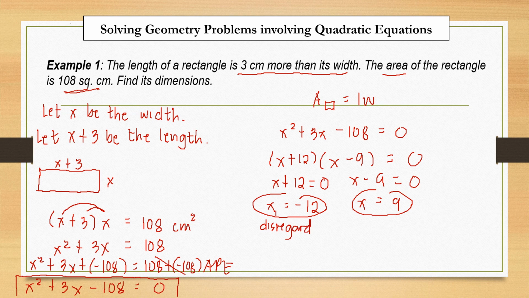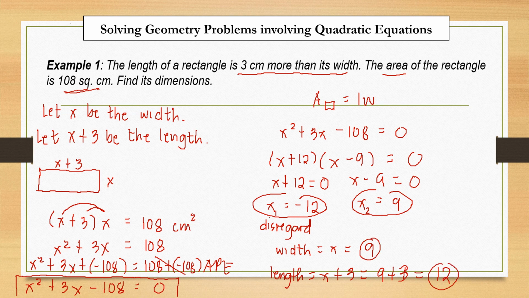Again, there is no negative dimension. So we will only consider 9 as the value of x. So if the width is represented by x and x is equal to 9, therefore the length, which is represented by x plus 3, is equal to 9 plus 3, and that is equal to 12.